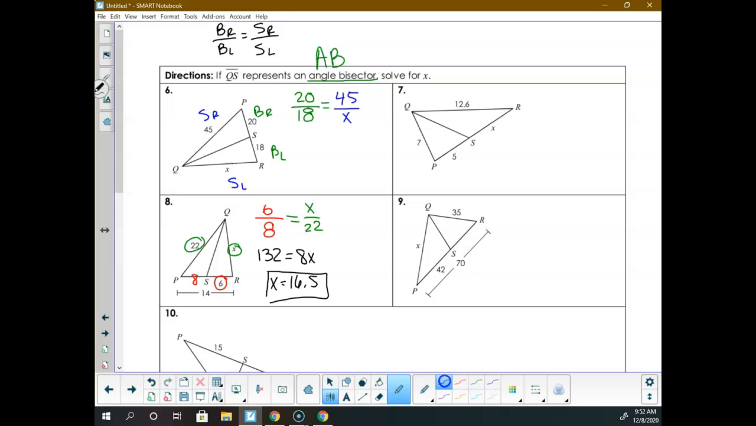So while I'm here at the top of this page, do you guys want me to write in the answers for x? So you have them? Okay. So this one is 40.5. This one is 9.